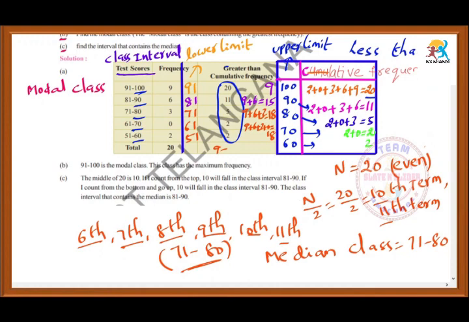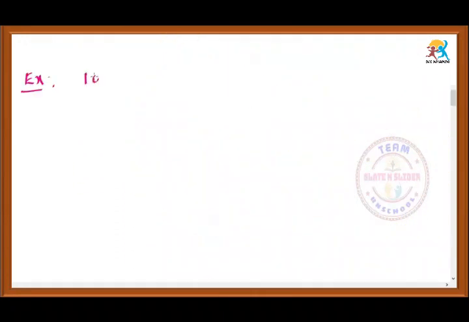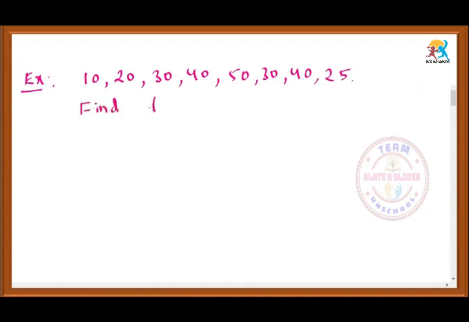Suppose for this question we have to find the mean, mode and median. While finding the mean, mode, median, we have to write the numbers in ascending order first. For the mean, no need, but we can write, no problem.